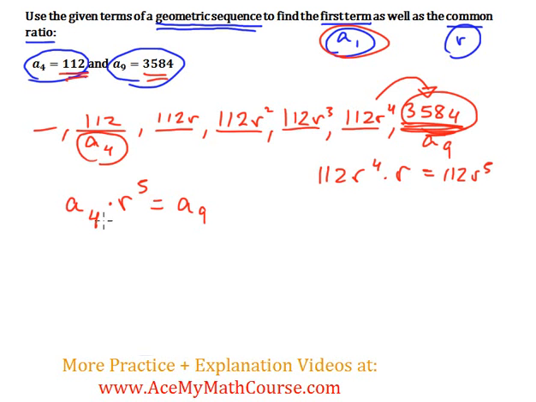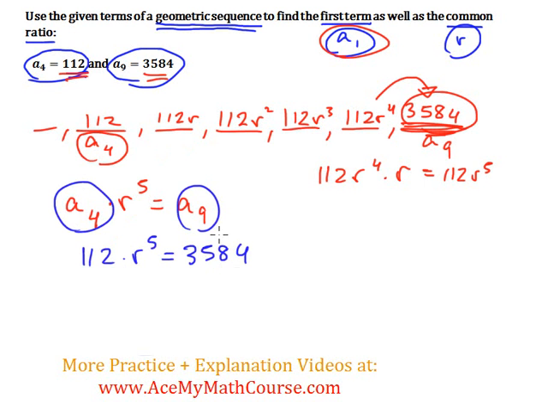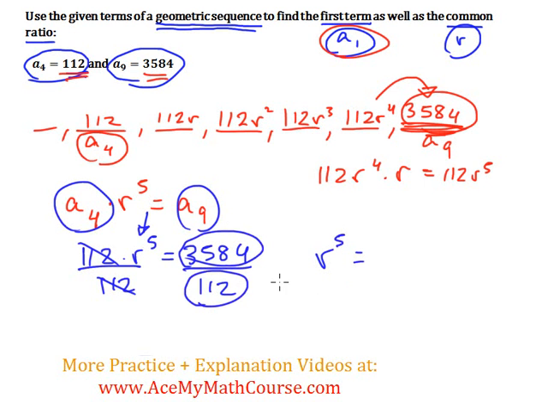So I can plug in 112 for a4, plug in 3584 for a9, and solve for r to the power of 5. So I'm just going to get started by dividing both sides by 112. 3584 divided by 112 is just 32. Then I can take the fifth root of both sides.